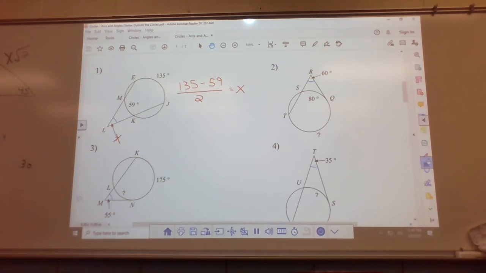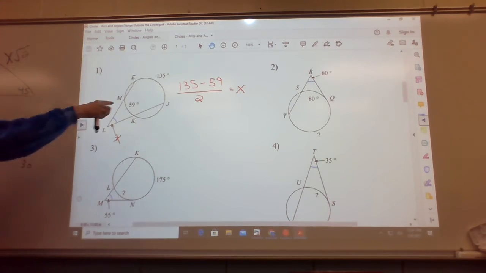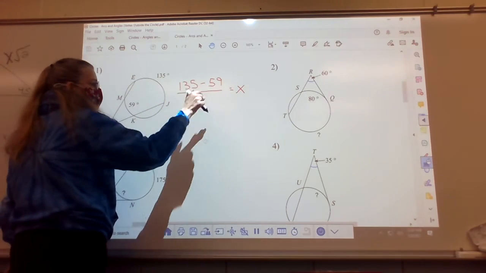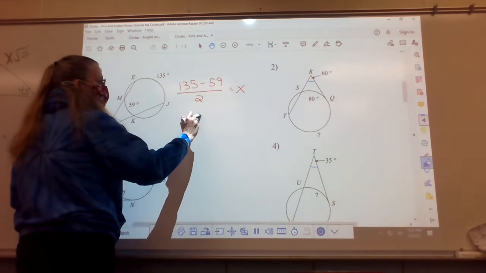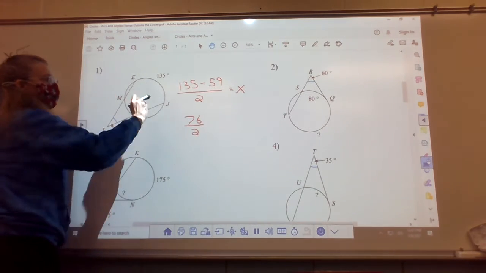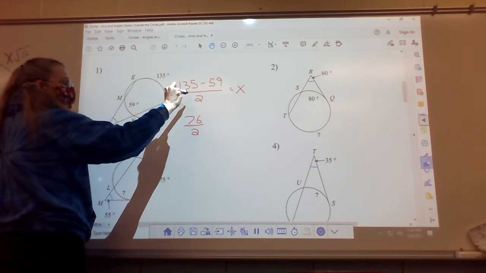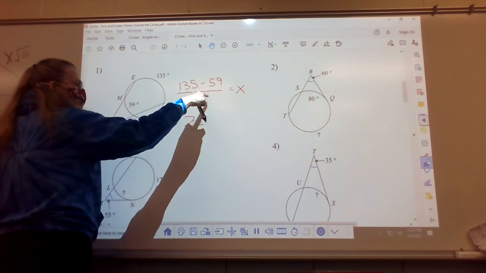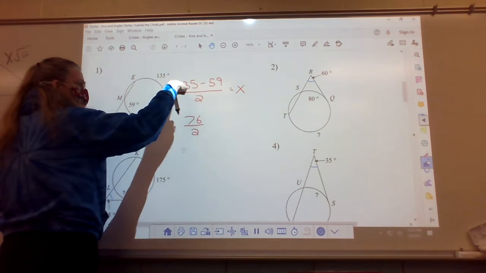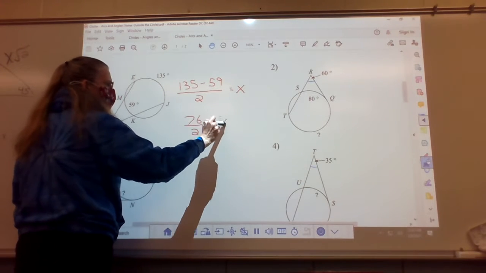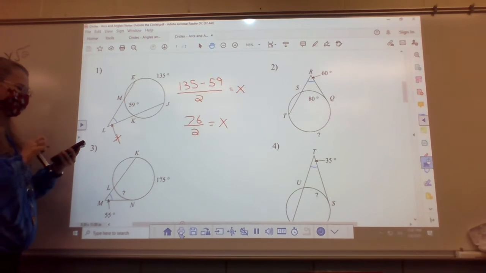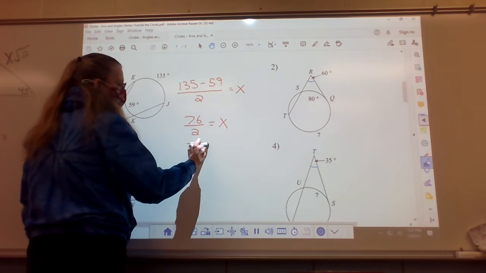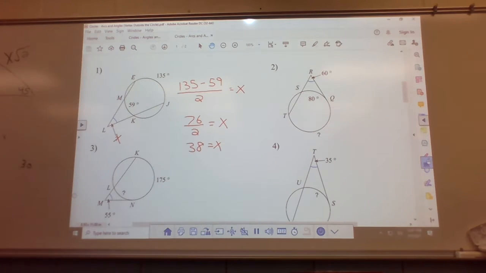Now this one's as easy as it gets because everything's on the left, so I just have to do the math. 135 subtract 59. Make sure you actually get the answer to this first, and I get 76. Then divide by 2. If you type everything in, the calculator thinks you're doing 135 subtract, and it's only 59 divided by 2 as opposed to all that divided by 2. So just be real careful. Divide by 2, we get 38. So my angle is 38 degrees.